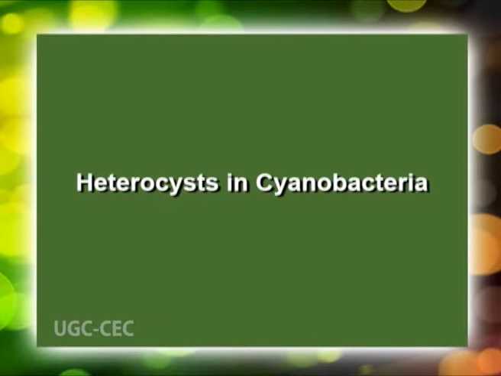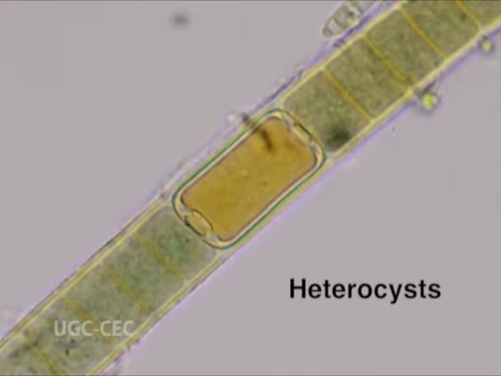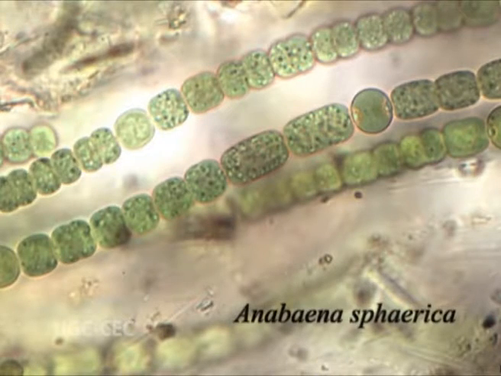Heterocysts in Cyanobacteria. Heterocysts are specialized, pale yellow, thick-walled cells formed during nitrogen starvation by some filamentous cyanobacteria such as Anabaena spherica. These cyanobacteria have specialized and morphologically distinct cells called heterocysts, which maintain a micro-anaerobic environment. Single heterocysts develop about every 9 to 15 vegetative cells. Heterocysts have an additional glycolipid wall which is impermeable to oxygen.